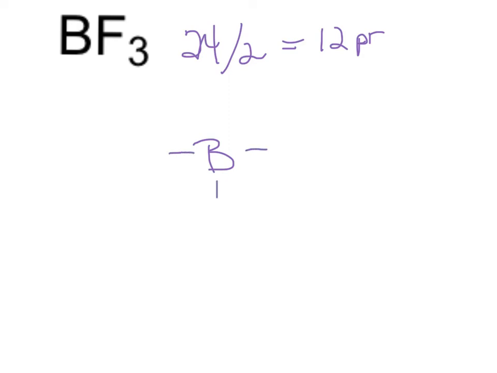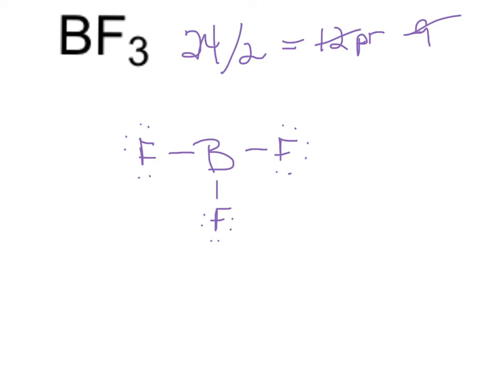Boron trifluoride has 24 valence electrons, which gives us 12 pair to work with. And so the less electronegative here is going to be our boron atom, and we will connect the 3 fluorines to that, leaving us 9 pair. And so, of course, they go first to the terminals, 1, 2, 3, 4, 5, 6, 7, 8, 9, and I've used up all my pair of electrons.